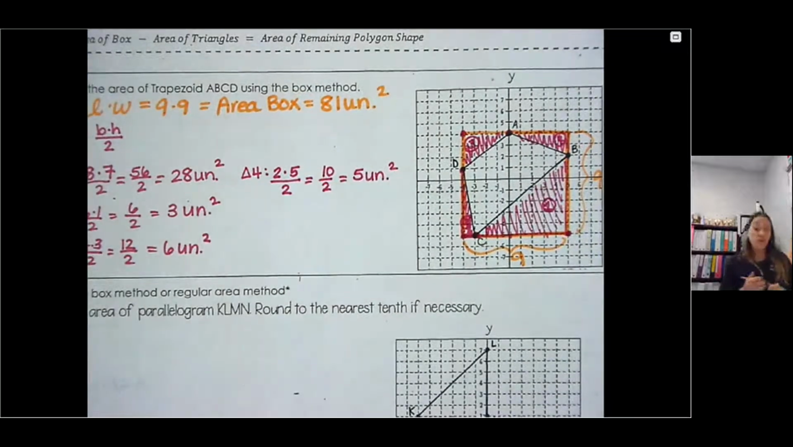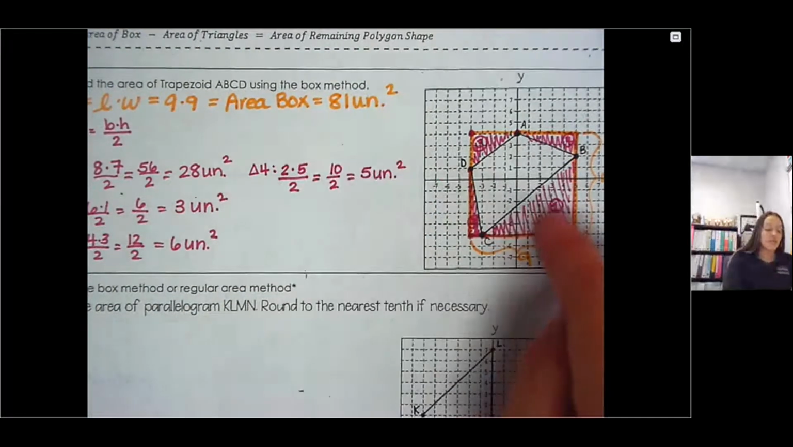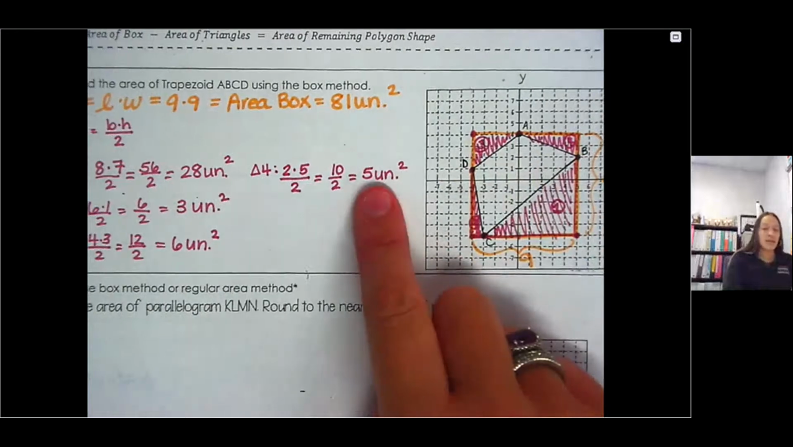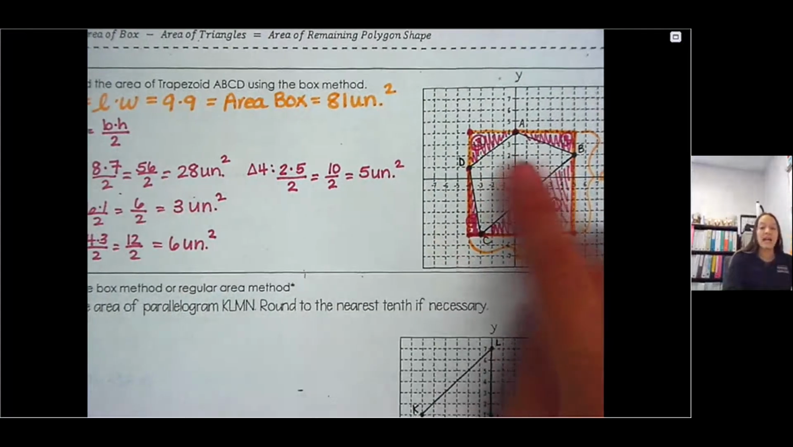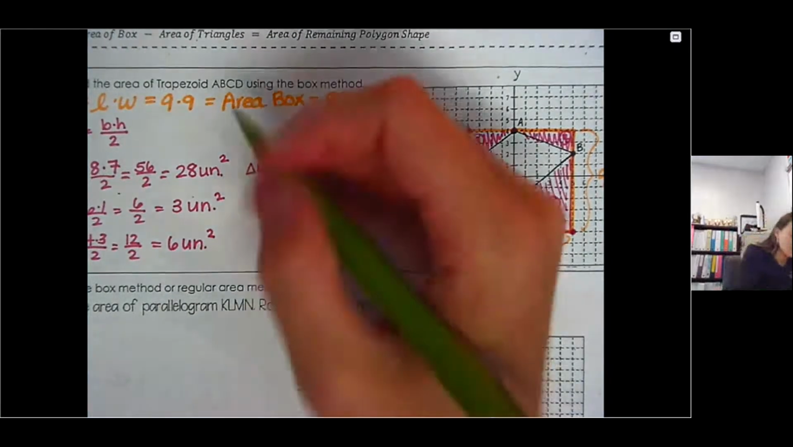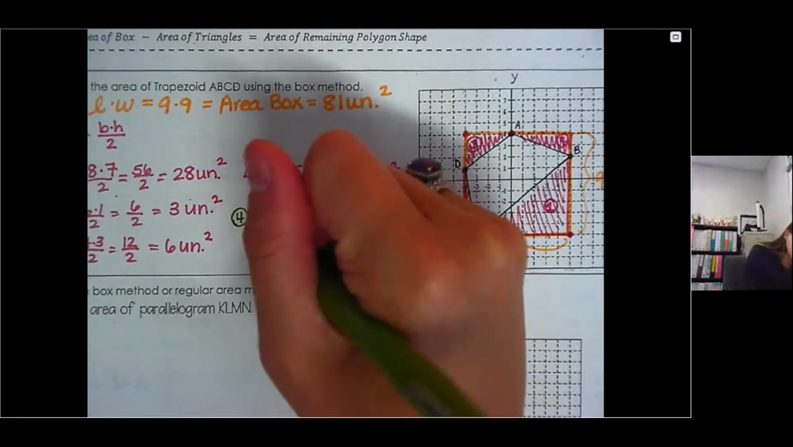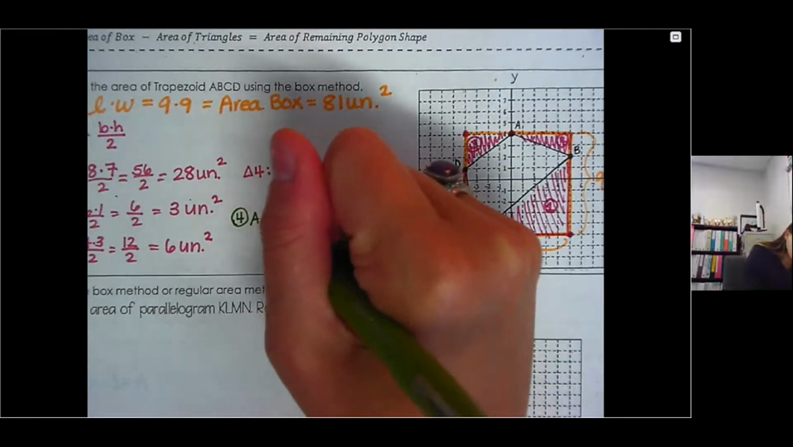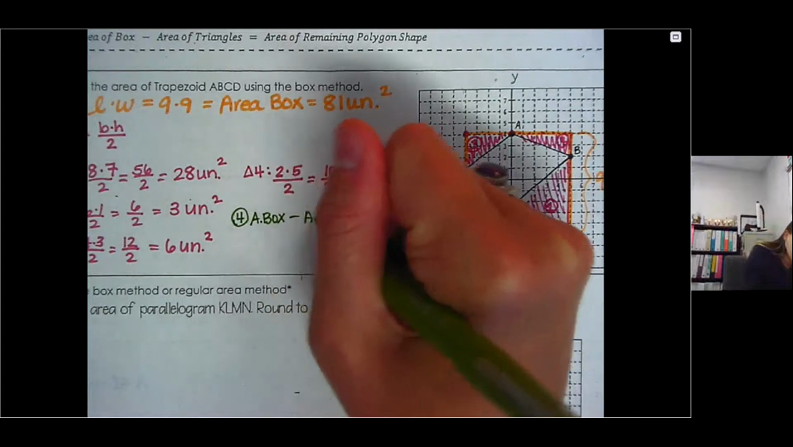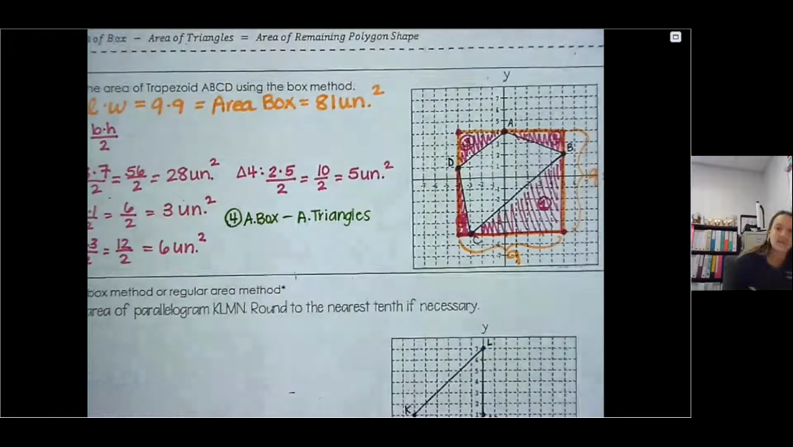Okay, so we now have the full area of the whole box is worth 81. I have the areas of all of these individual triangles that I've colored in the pink, but I want to know this leftover space here in the trapezoid. So my final step, step 4, is to take my area of the box and subtract my area of the triangles. Is my final step.